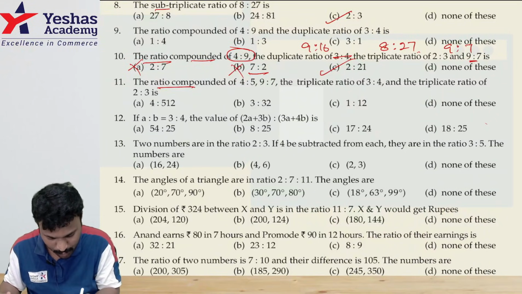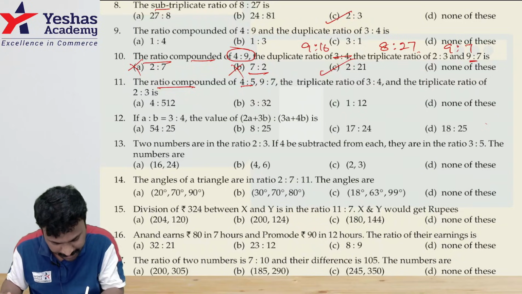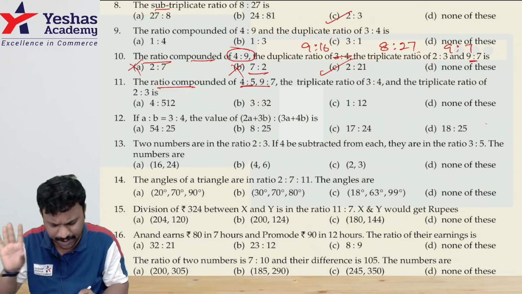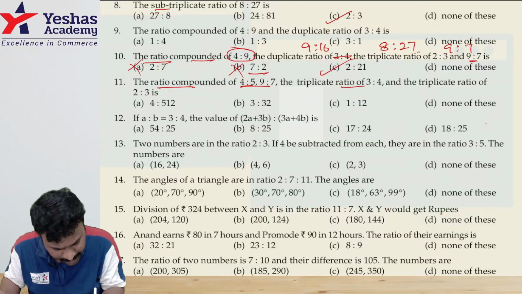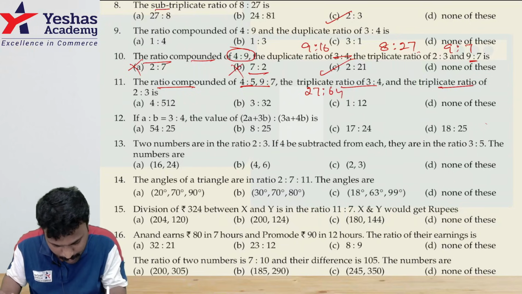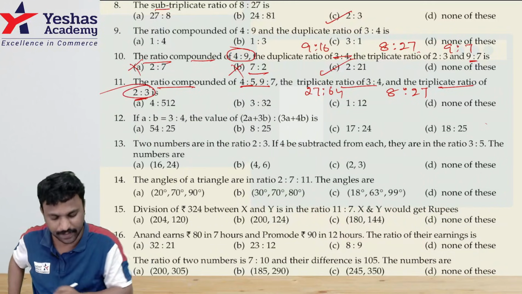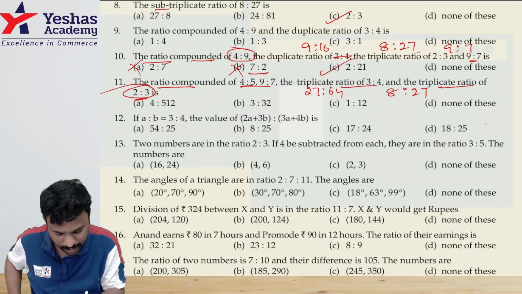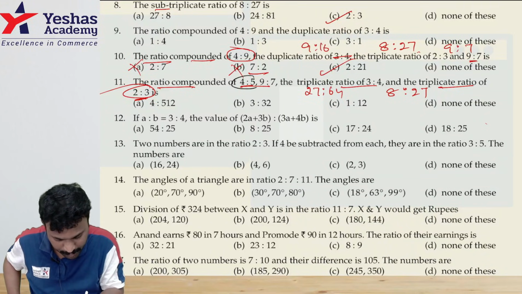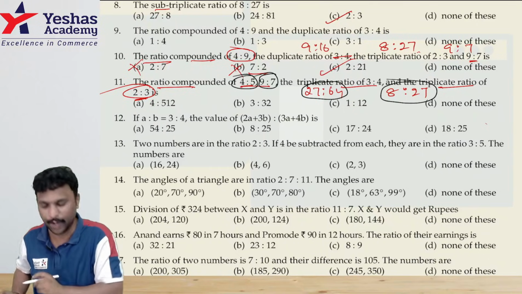The ratio compounded of 4:5, 9:7. So 4:5, 9:7, no changes. Triplicate ratio of 3:4 is 27:64, and triplicate ratio of 2:3 is 8:27. Have you understood? 8:27. So we have to take the compound of 4:5, 9:7, 27:64, 8:27.